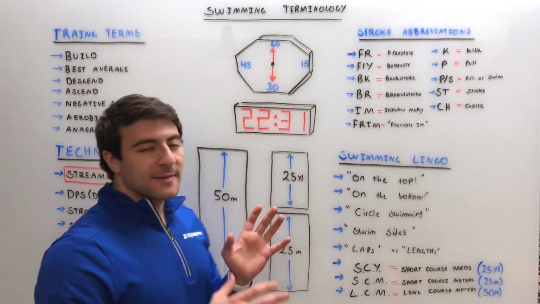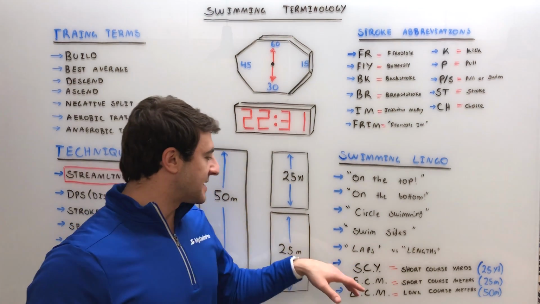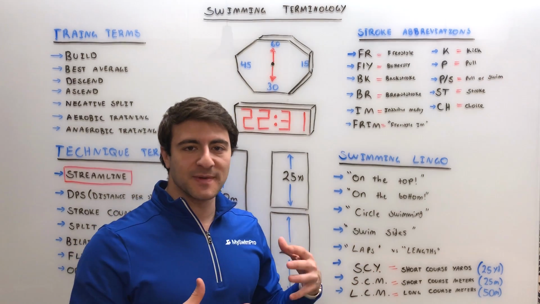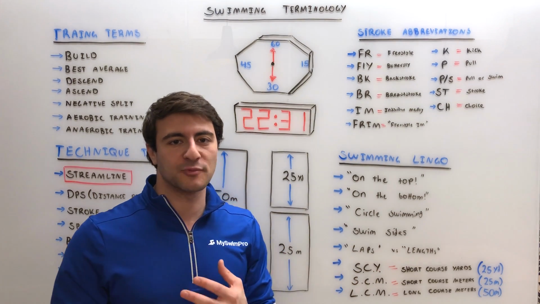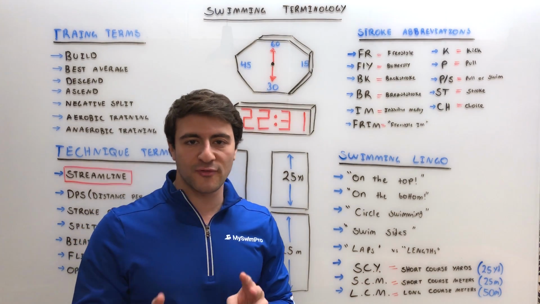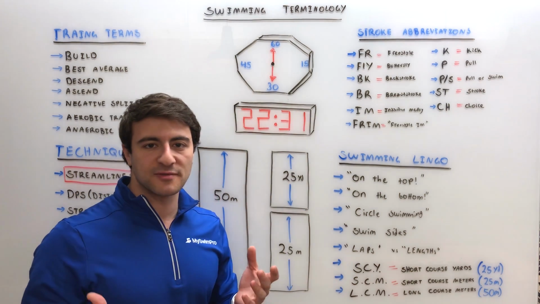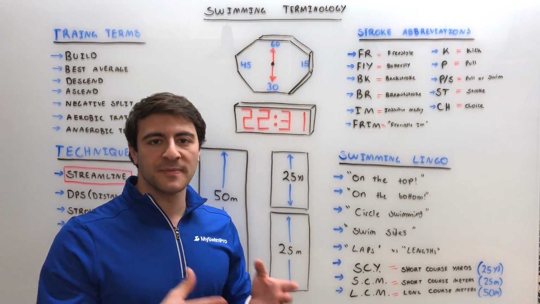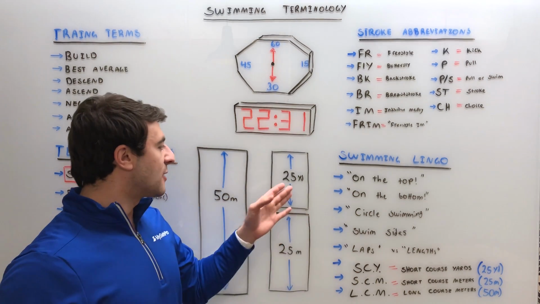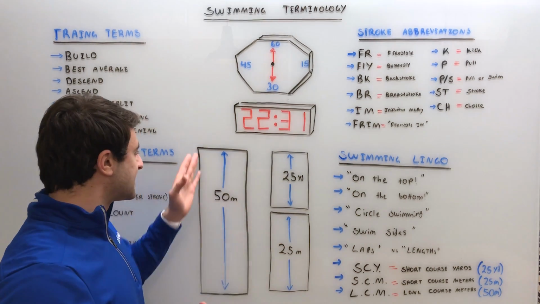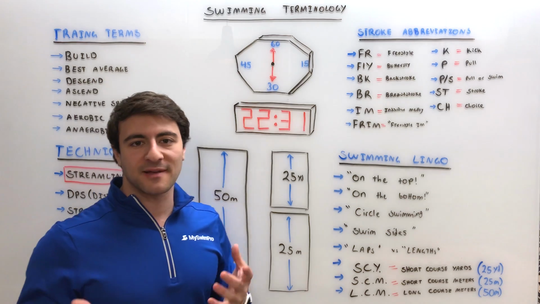If you look at the different types of pools that we have, you'll often hear, are you swimming in a short course pool or a long course pool? There are predominantly two forms of swimming pools. You'll have the short course pool, which refers to a 25-yard or meter distance. And then you have the long course pool, which is 50 meters, and that's the Olympic standard.